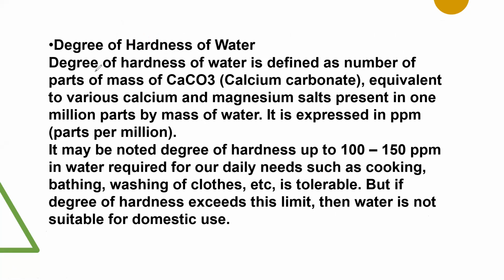Degree of hardness of water is defined as the number of parts by mass of calcium carbonate equivalent to the various calcium and magnesium salts present in 1 million parts by mass of water. It is expressed in ppm, parts per million. So that is called degree of hardness of water.